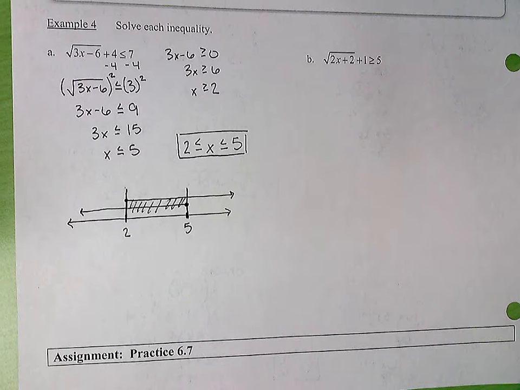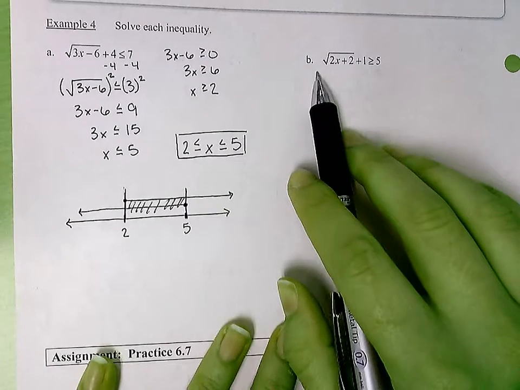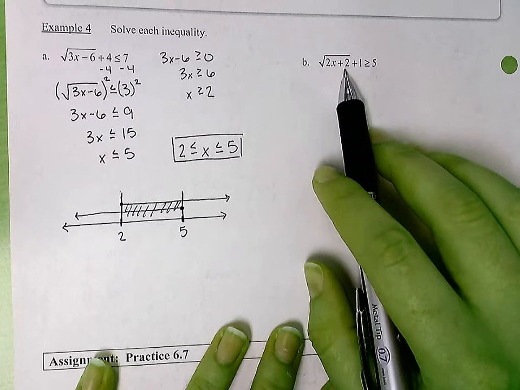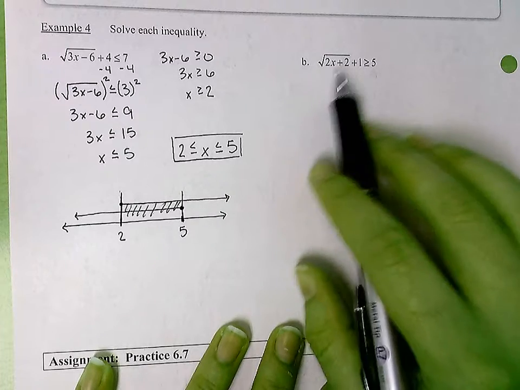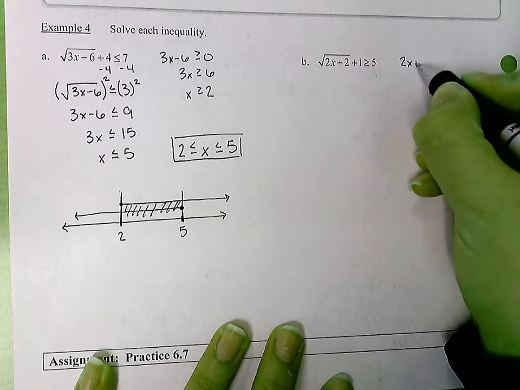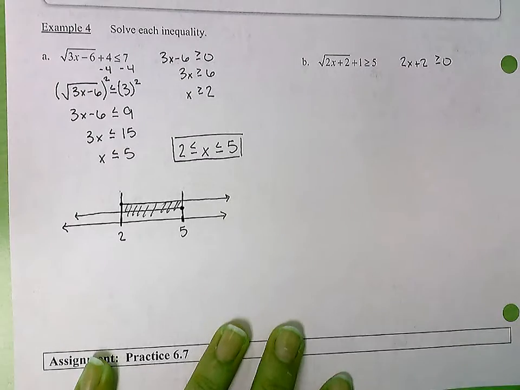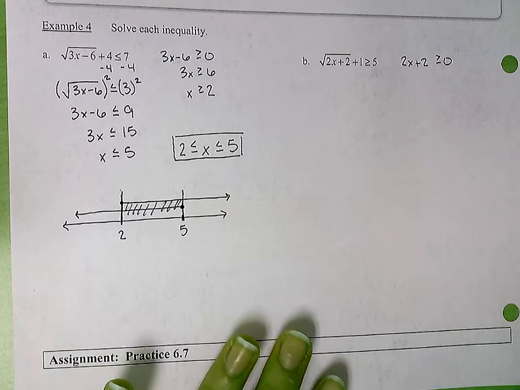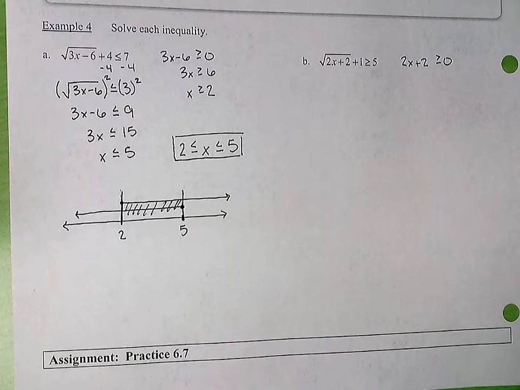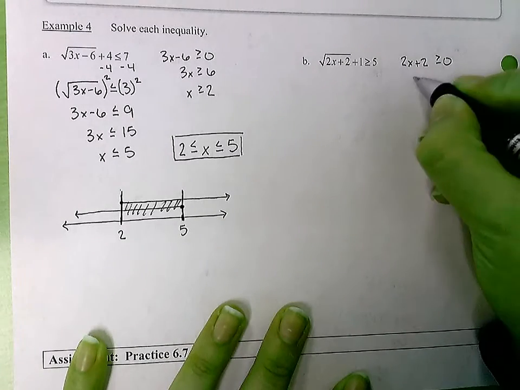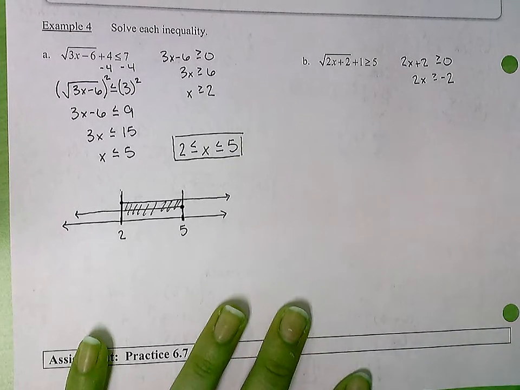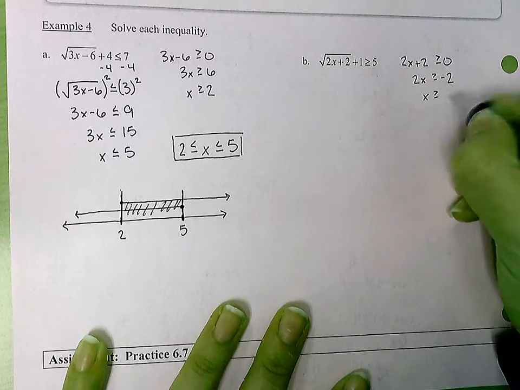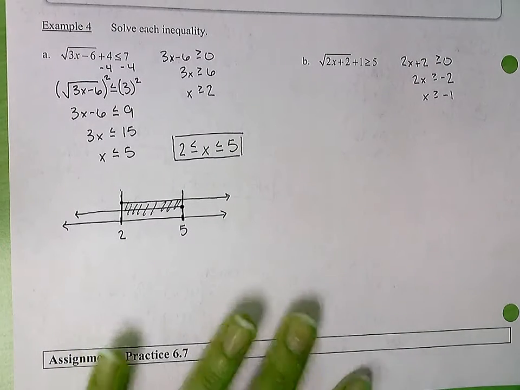So, last one. Letter B. We need to check our domain first underneath our radical. So that 2x plus 2 must be greater than or equal to 0. That's your first step with radical inequalities. Solve for x. So we have 2x is greater than or equal to -2. Divide by 2. X has to be greater than or equal to -1.